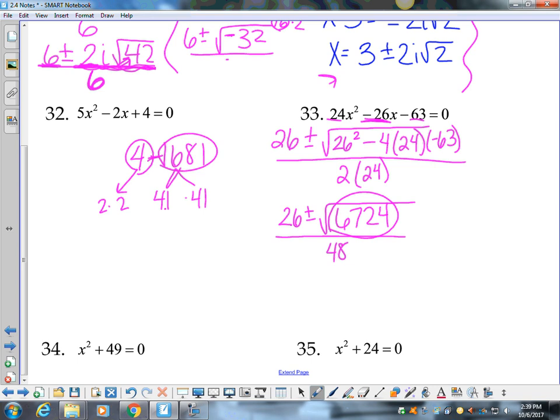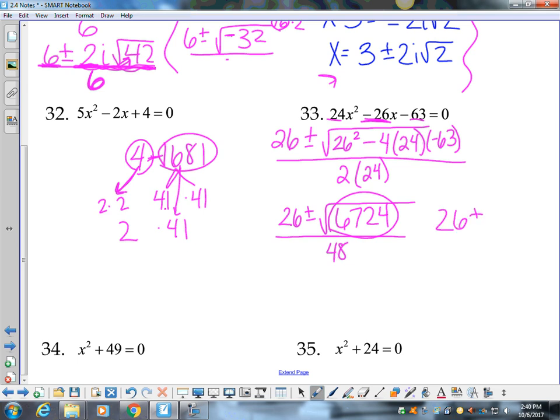So I'm going to square root 6,724, and I get 82. Now here's how I knew I should have gotten 82. Well, the square root of 4 is 2, and the square root of 1681 is 41, and 2 times 41 is 82.